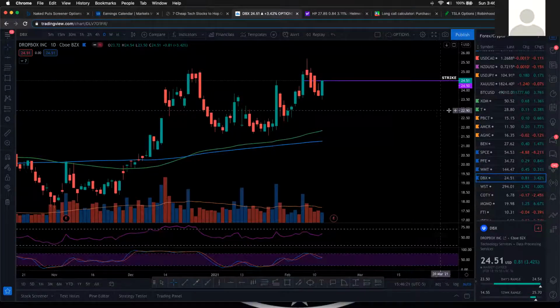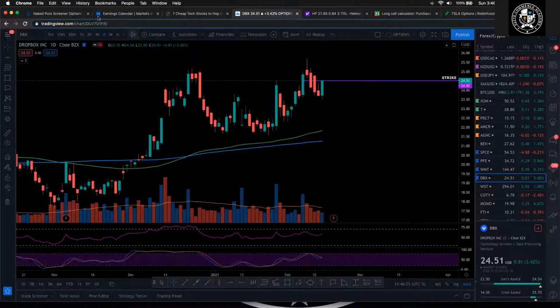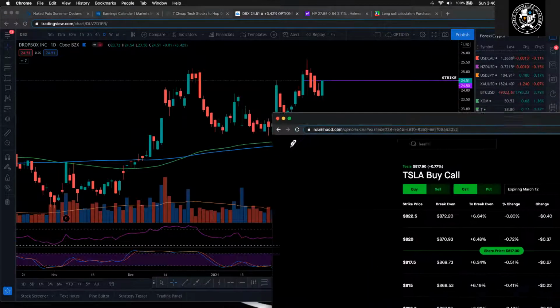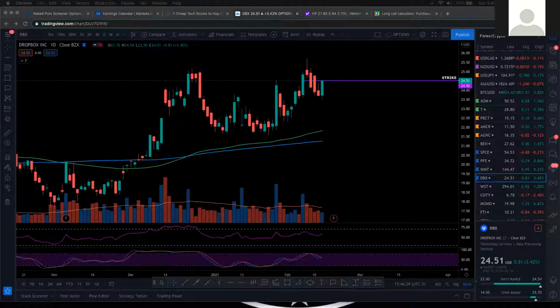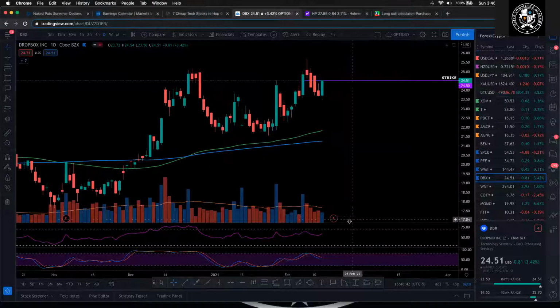How far out is your expiration date, if you don't mind me asking? My expiration date on DBX, let me pull it up real quick. You tend to set it for like a month or 3 weeks or something like that? Nah, I usually go for like a week after earnings. I did 3 weeks. All right, so my expiration date is on the 26th. I usually have it marked.